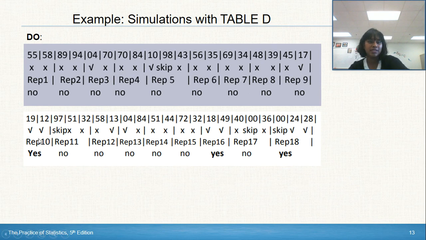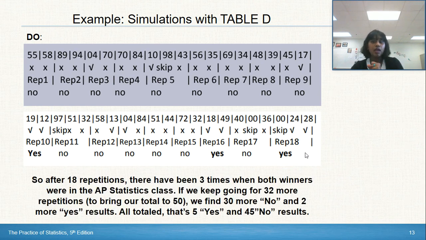So here's repetition 10 through 18. And here you can see 19 and 20 were both selected. This would have been an instance where 2 AP students got selected at random. Here we have no, no, no, no, no. Here's another yes. No, here's another yes. And again, this is just using the table of random numbers. They are already randomized. So in just 18 repetitions, I've already got 3 instances where 2 AP students could have been selected at the same exact time.